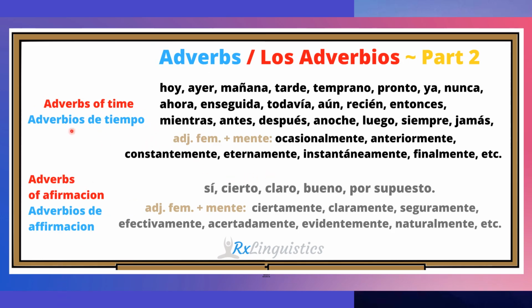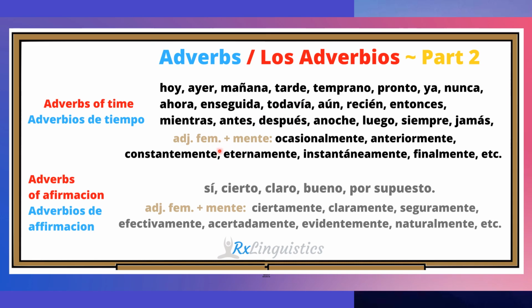We have adverbs of time, which are in Spanish los adverbios de tiempo. Okay, hoy is today, ayer is yesterday, mañana is tomorrow, tarde is later, temprano is early, pronto is on time, ya is yet, nunca is never, ahora is now, enseguida is in a moment, todavía is still, and so on and so forth.